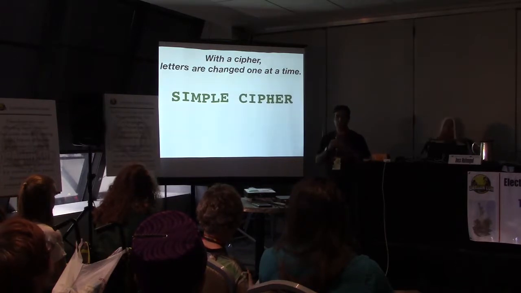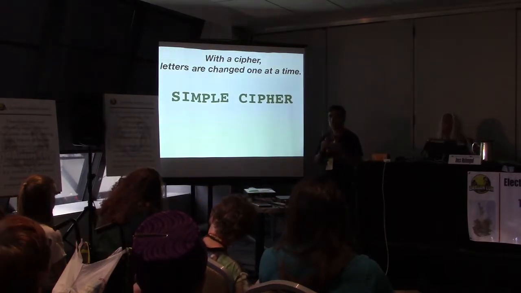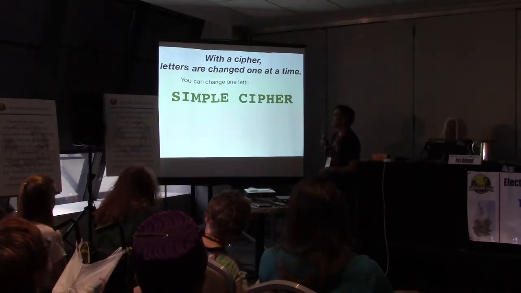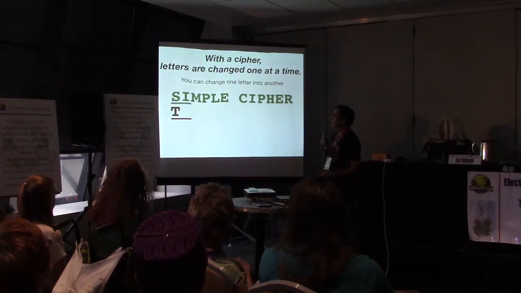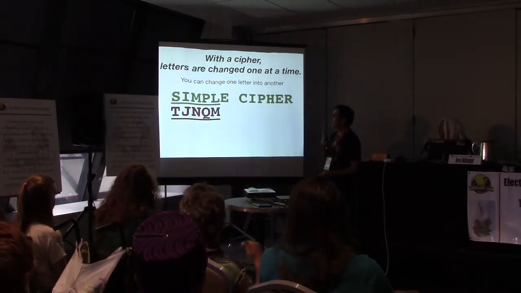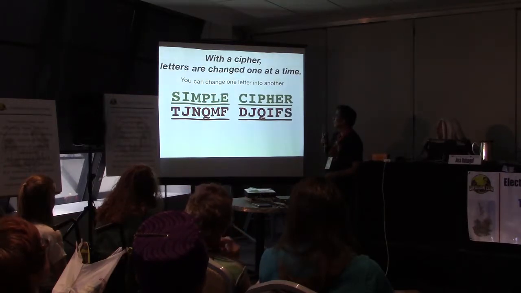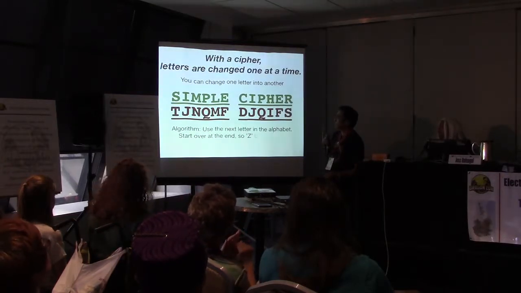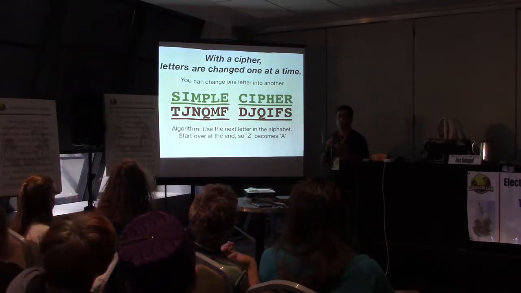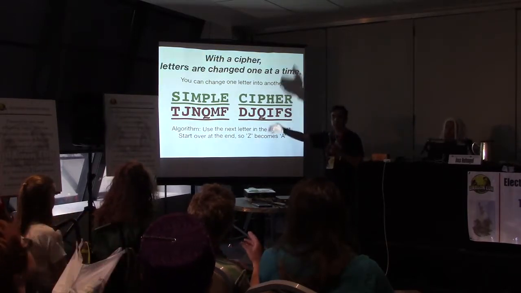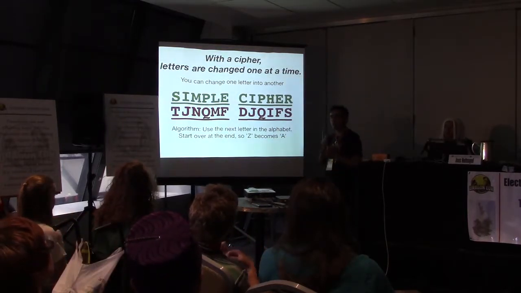And there's two basic types of ciphers. There's the type where one letter changes into another, like what we saw earlier, right? So simple cipher becomes this, and you can see C becomes D, I becomes J. So this is a Caesar cipher with a key of 1. And when you get to the end, so if you're doing zebra, Z becomes A because you have to wrap around, so it all works.